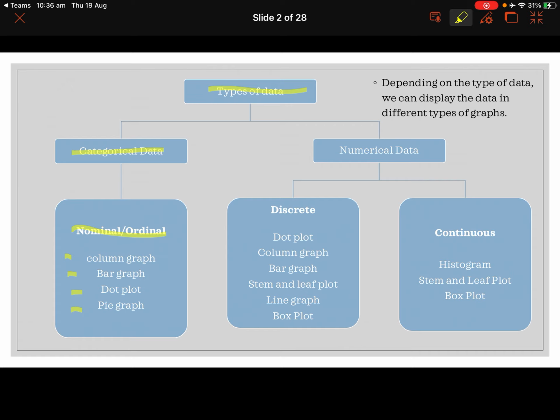Over here we've got numerical data. When you have data that has numbers, whether that's discrete whole numbers or continuous decimals or fractions, these are the different types that you use. Most of what we're going to be moving into is going to be histograms and box plots. But again, today we're going to look at a few of the basic ones that you have done before: dot plot, column graph, stem and leaf plot. So we'll look at those today.